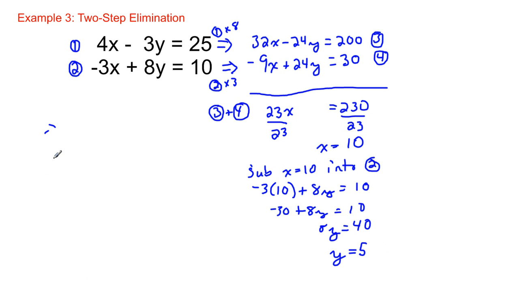So therefore the solution is, and I just write my solution as an ordered pair, 10, comma 5, and I write that in the parentheses as always. I apologize for the messiness of my writing.